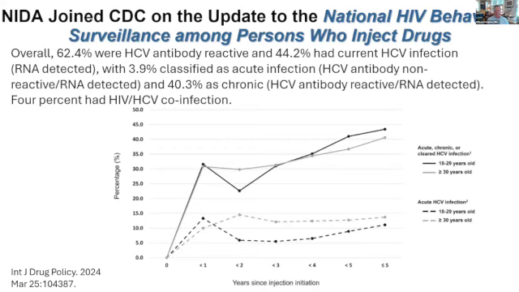This paper was just published this year, and it shows overall over 60% of the injection drug users were HCV antibody positive, and over 40% had current HCV infection. Really a remarkable example of the needs for outreach and intervention for these high-risk populations. As you can see from the graphic, it reminds us that the HCV infection occurs early in use of injection drugs. So within a year, almost all of the exposure to HCV had already been documented.